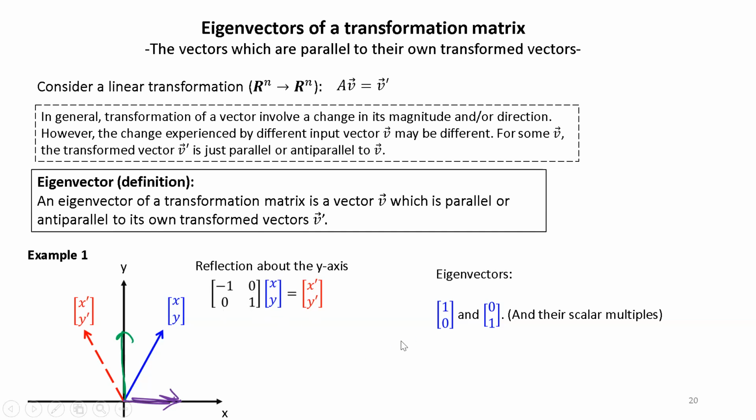Or you can say 2, 0 and 0, 2, that's fine also. But you won't say that it's 1, 0, 2, 0, 3, 0, and then 0, 1, 0, 2, and so on. You won't tell me that there are 6 eigenvectors. You will just tell me that there are 2 eigenvectors.